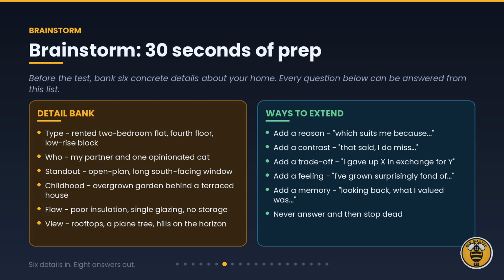So let us brainstorm. Before the test, bank 6 concrete details about your home. On the left is my detail bank: type, who, stand out, childhood, floor, and view. On the right are 6 ways to extend any answer: add a reason, add a contrast, add a trade-off, add a feeling, add a memory, and never answer and then stop dead. Every one of the 8 answers coming up is built from just these 2 columns.